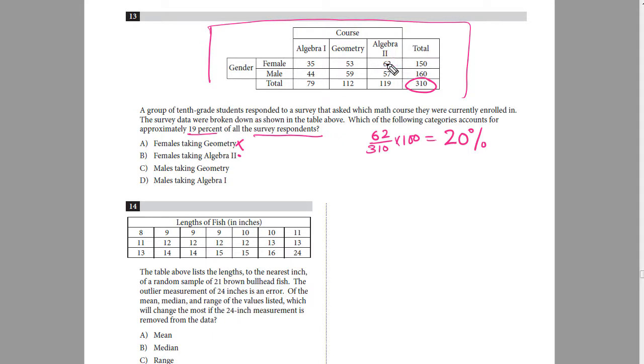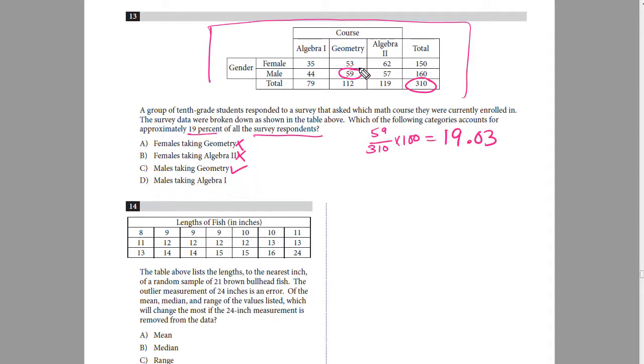Now males taking geometry. Males geometry 59. So I'll put 59 over 310 times 100. So 59 over 310 times 100 will give us 19.03%. So I think this is the closest value to the 19%. This could be the correct option, but we have to look for the last option as well. It might become exactly equal to 19. So option B is incorrect.